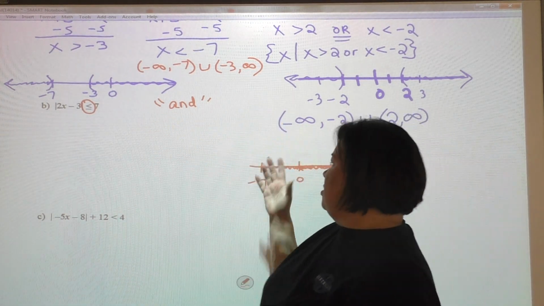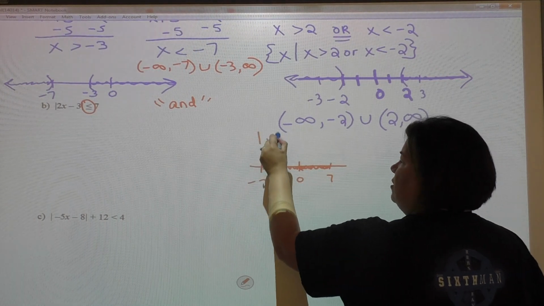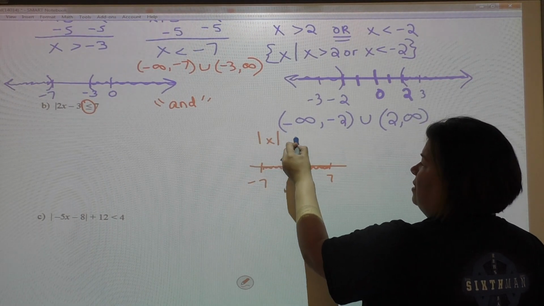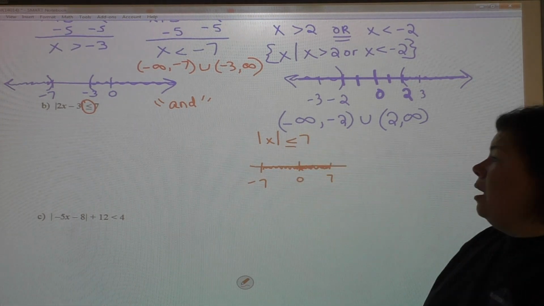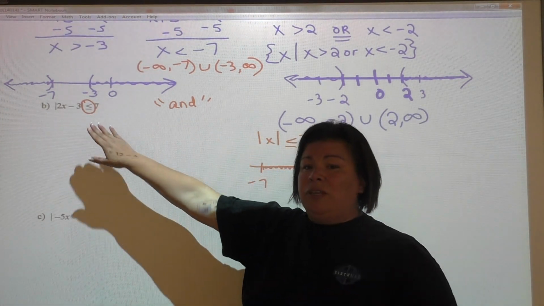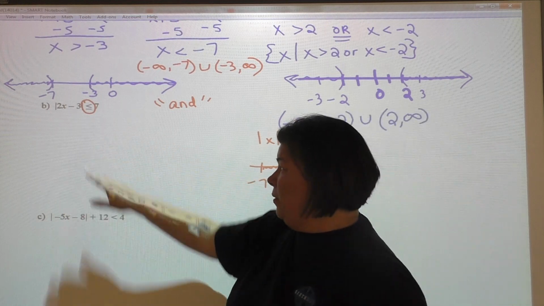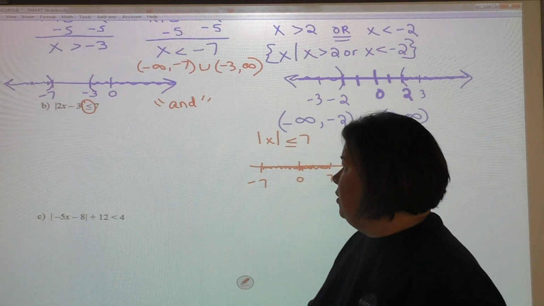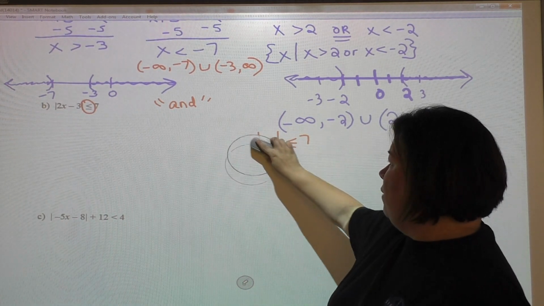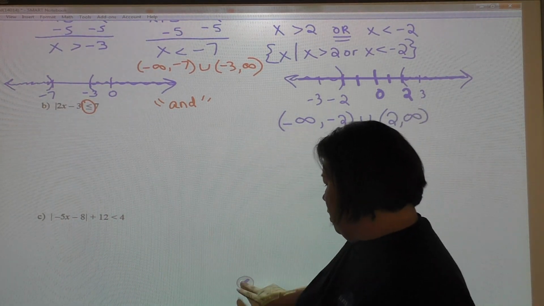But now that's just the general, if your graph was the absolute value of x is less than or equal to 7, okay? But let's go ahead and do our real practical example here. This was just a little tip to show you and guide you how to do that and why it is the way it is, why it's an "and".